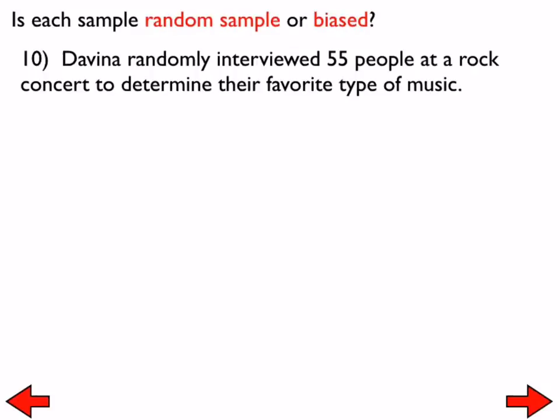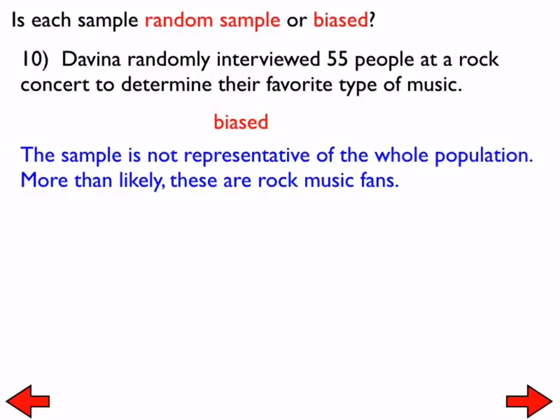Number 10, Davina randomly interviewed 55 people at a rock concert to determine their favorite type of music. Well, this question is not really much different than the previous one. It's biased. It's not representative of the whole population because if they're at a rock concert, more than likely that is their favorite kind of music.